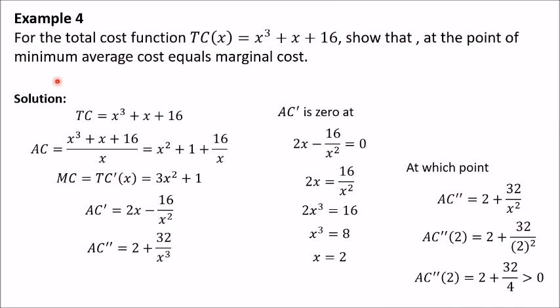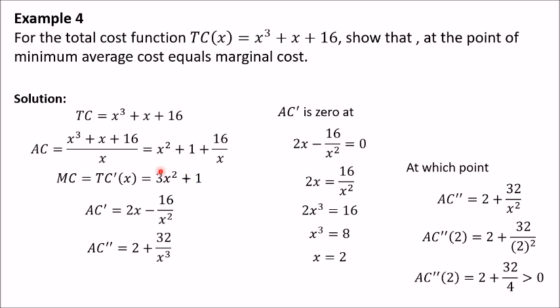So, number 4 example, for the total cost function, this one, x cubed plus x plus 16, show that at the point of minimum, average cost equals marginal cost. Ating total cost function, x cubed plus x plus 16. Kukunin natin yung average cost nito. So, divided by x lang lahat ng yan. So, each term divided by x. X cubed divide x is x squared. X divide x is 1. And 16 divide x is 16 over x. And then, we'll get the derivative of the TC. Derivative ng x cubed is 3x squared. Plus derivative ng x is 1.